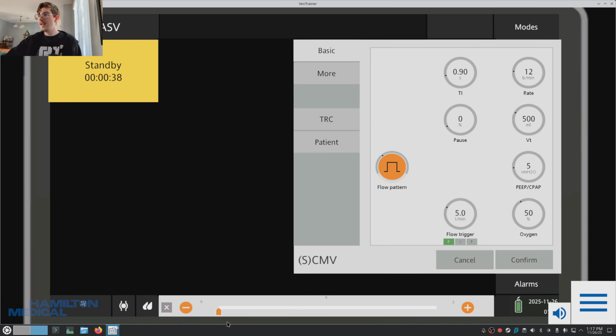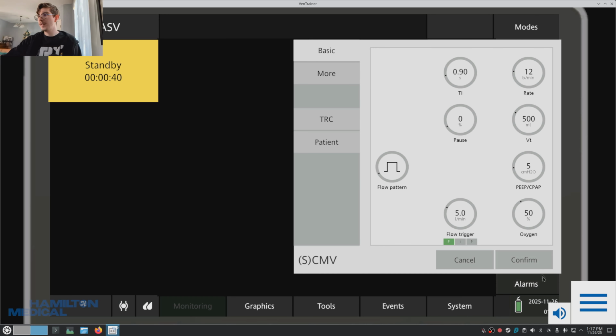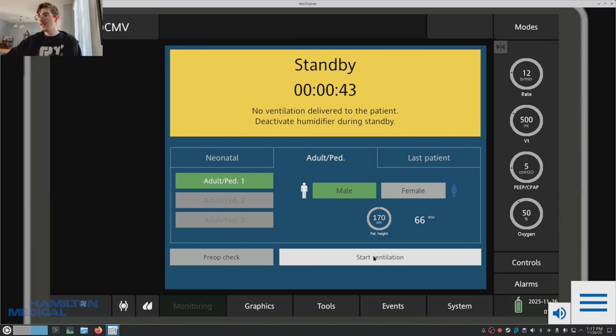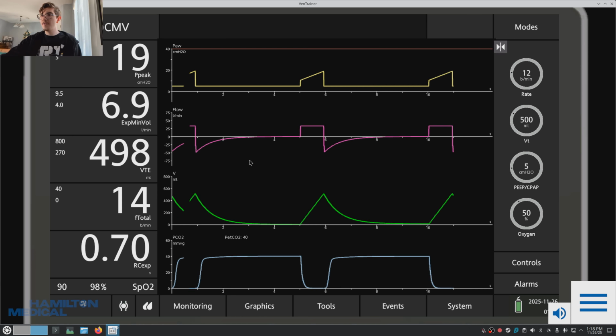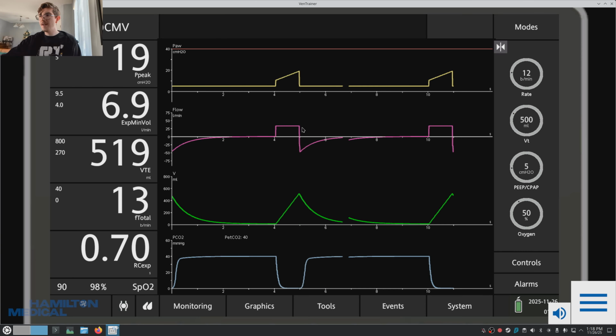Flow pattern, let's just do square just to kind of show how that works. And let's go off to the races and ventilate. Here we have our volume control ventilator. We can see that the ventilator is delivering a set flow for a set amount of time.